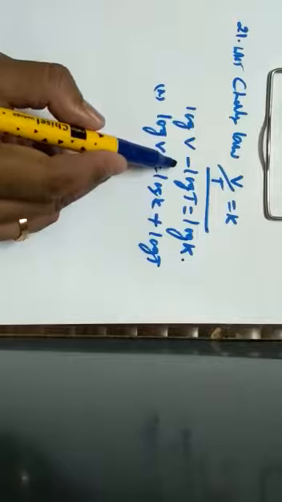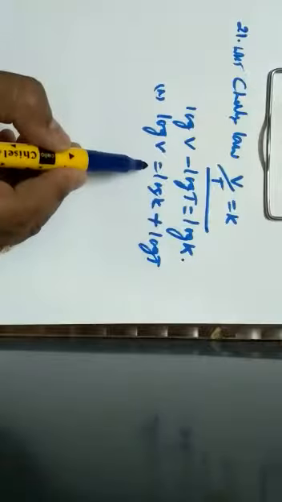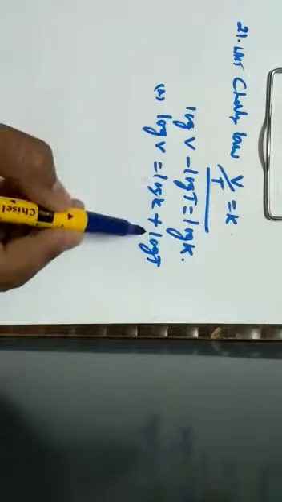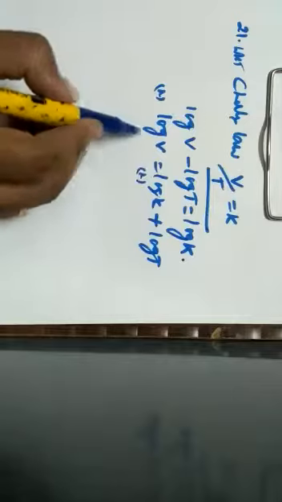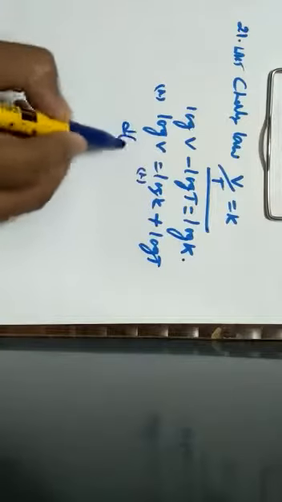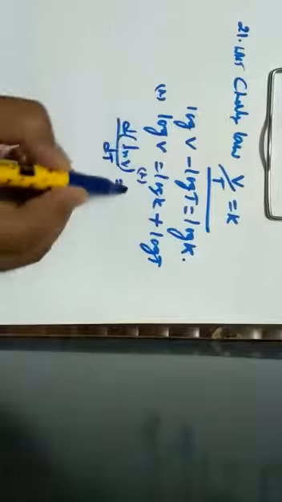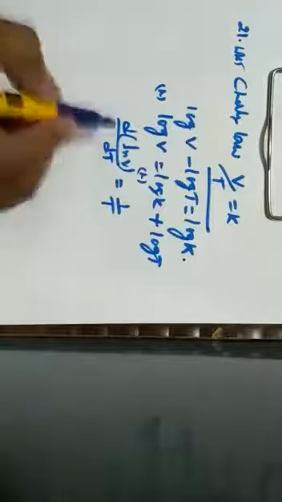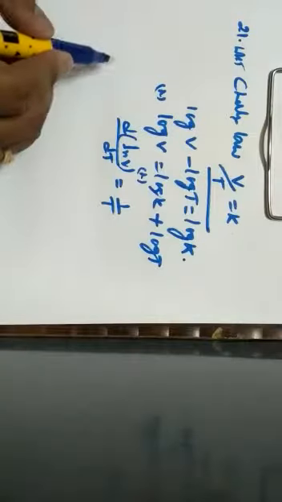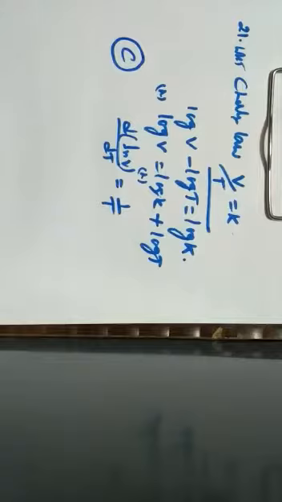Which of the following equations does not represent Charles' law? V by T is equal to K, it represents Charles' law. Log V is equal to log K plus log T, it represents Charles' law. This can also be written as d of ln V divided by dT is equal to 1 by T, because K itself is a constant. Which is not representing the equation according to Charles' law? That is option C, log K is equal to log V plus log T.